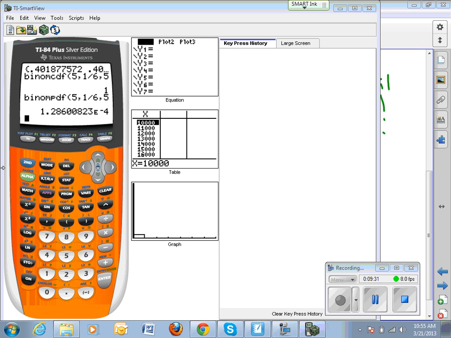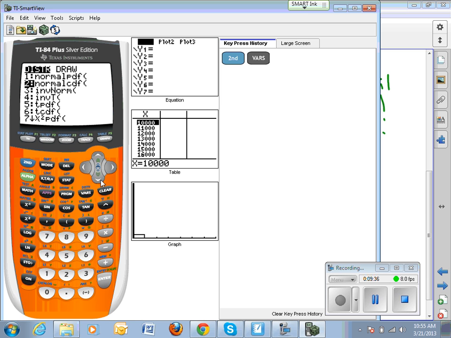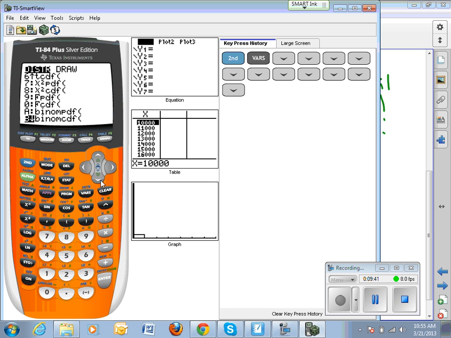All right, let's see if I can do this again without angering the calculator. I'll arrow down nice and slowly. There we go.